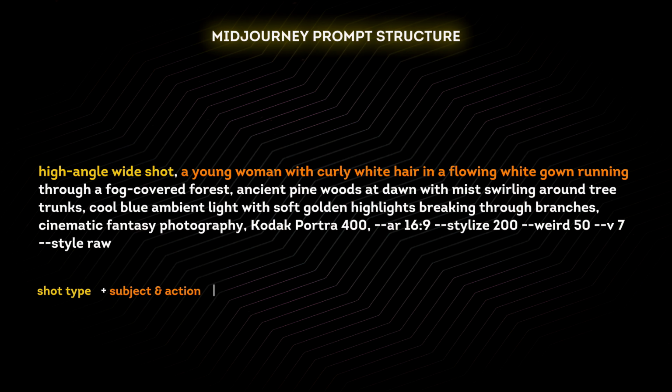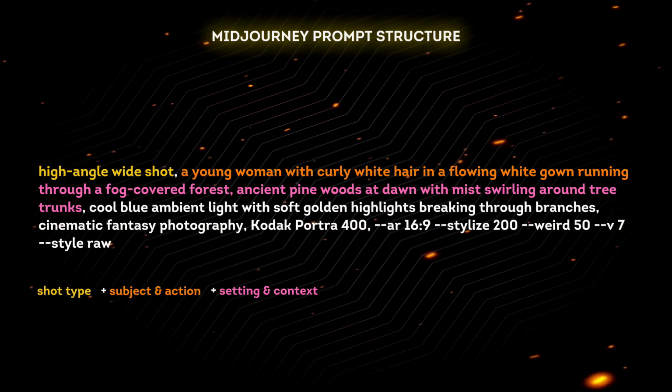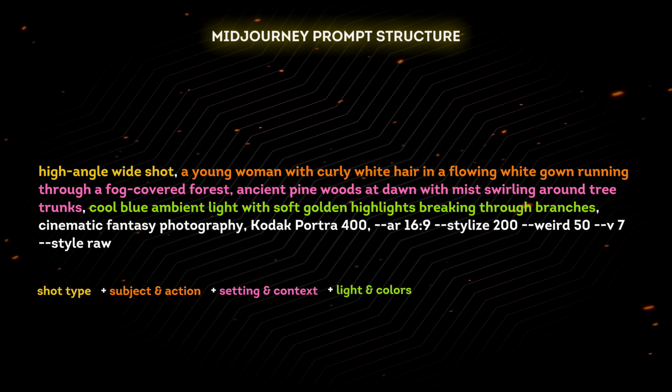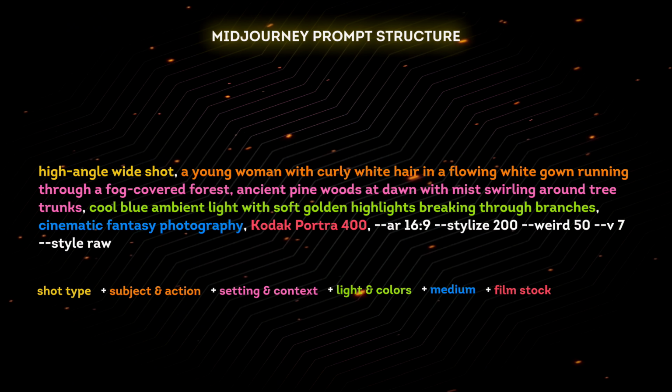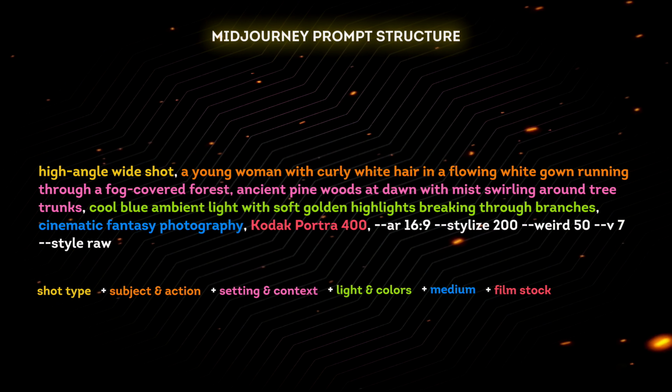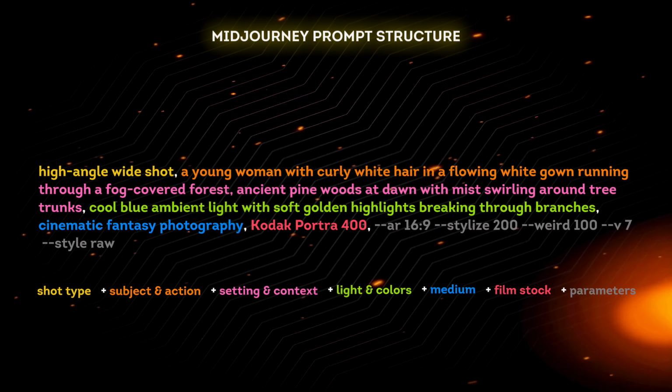We have setting and context: a fog-covered forest, ancient pine woods at dawn with mist swirling around tree trunks. Light and colors: cool blue ambient light with soft golden highlights breaking through branches. A medium: cinematic fantasy photography. A selected film stock to add more cinematic styling to the image: Kodak Portra 400. And additional parameters that we specified in the prompt: the aspect ratio 16:9, stylization set to 200, weird to 100, version 7, and raw style. By adding more specified details, we helped ourselves and Midjourney generate more specific outcomes.